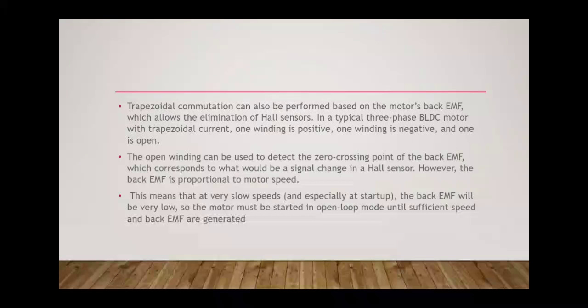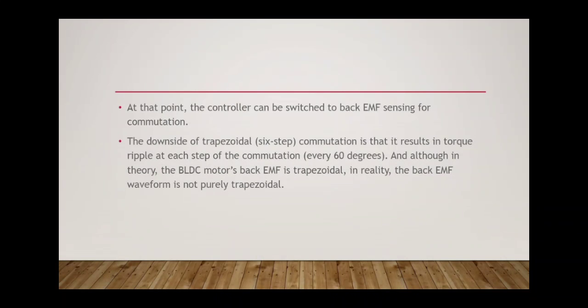However, the back EMF is proportional to the motor speed. This means that at very slow speeds and especially during starting, the back EMF will be very low. So the motor must be started in open loop mode until sufficient speed and back EMF are generated. At that point, the controller can be switched to back EMF sensing for commutation.